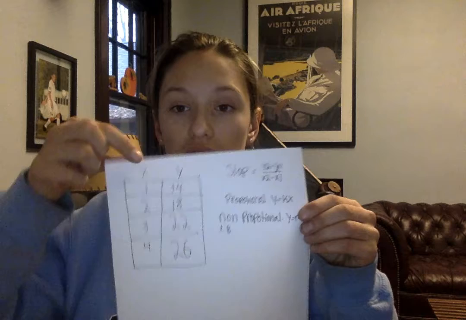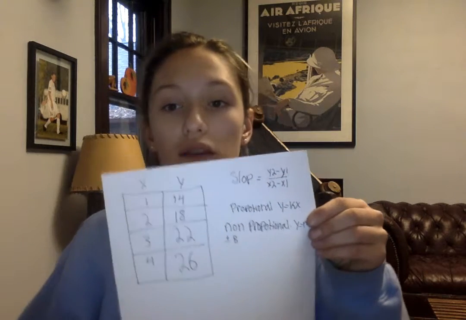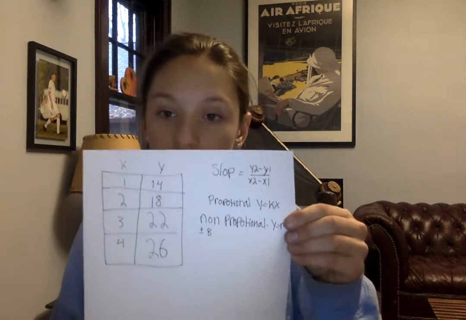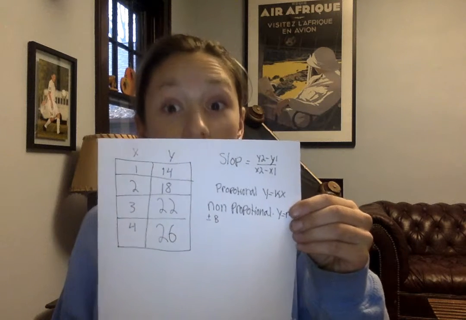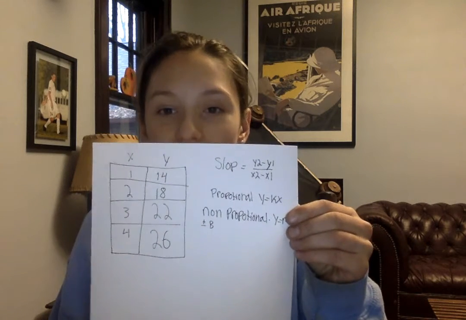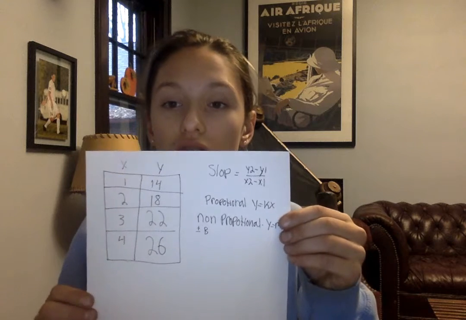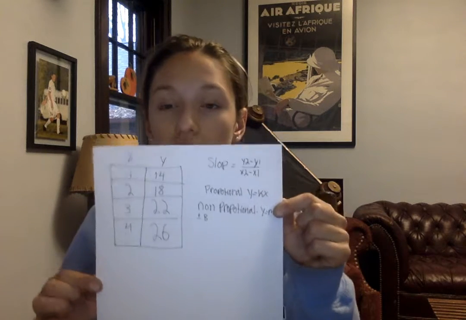How do you solve for an equation when you have a table? So here's our table. We have the x and the y: 1 to 14, 2 to 18, 3 to 22, 4 to 26. So the first thing you must do to solve for this is find the slope.